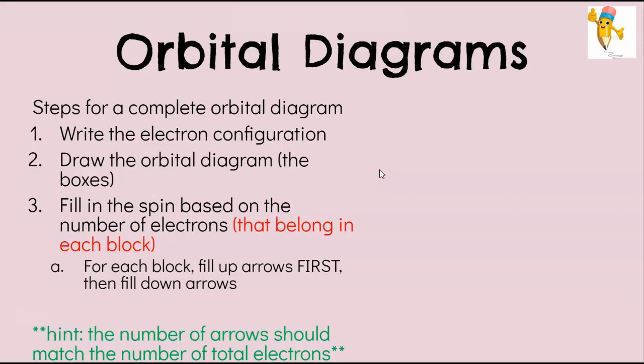You're going to fill in the spin based on the number of electrons. We're going to follow those 3 rules. And then for each block, we're going to fill the up arrows first and then fill the down arrows. So up arrows first and then down arrows.